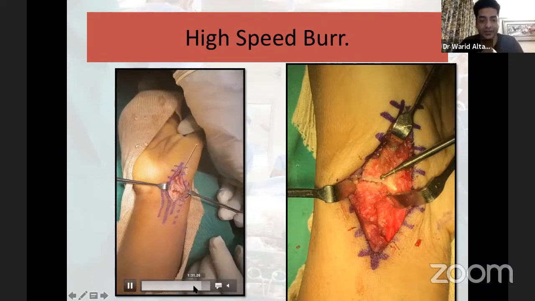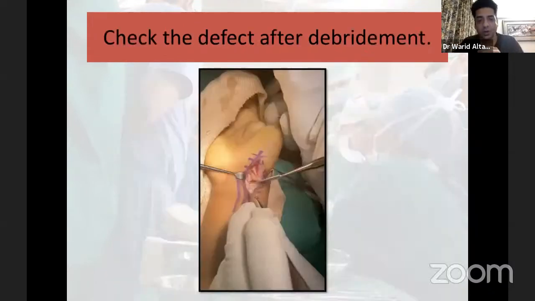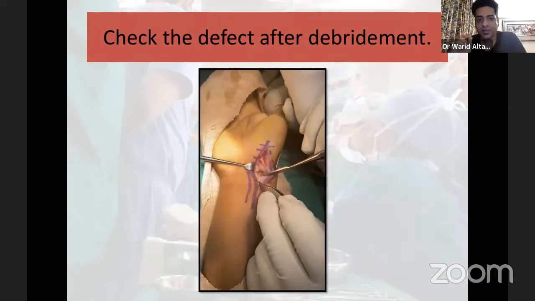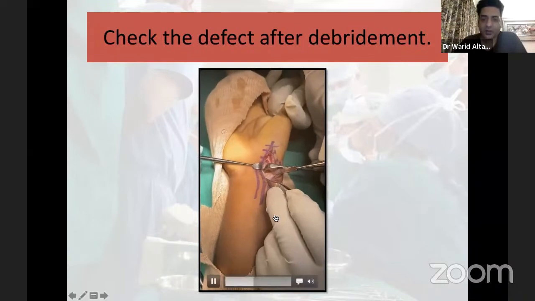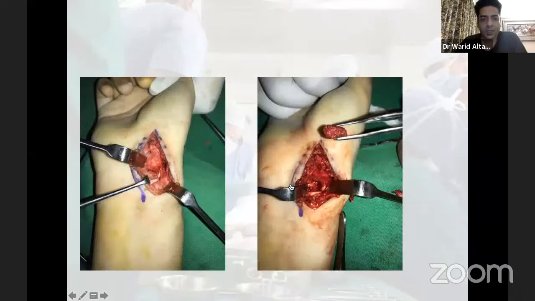And then you see the defect, and that is how you inspect how much graft is needed to fill that defect. So once your debridement is done, you check how much is the defect there. And then you take your bone graft.